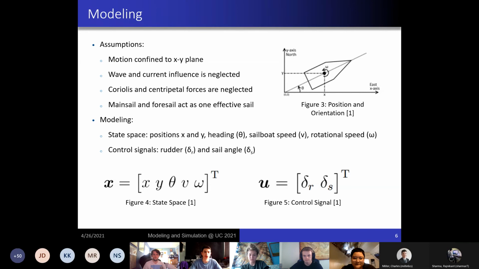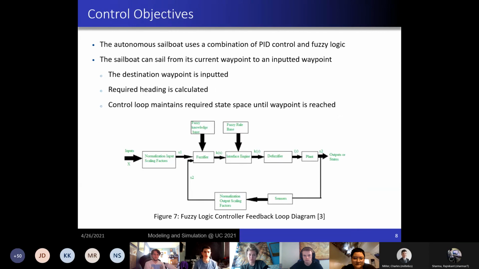sail angle and force. We modeled the state space as the positions X and Y, our heading angle theta, our sailboat speed v, and our rotational speed omega. And then our control signals were our rudder and sail angle, as you can see in figures 4 and 5. So, slide, please.